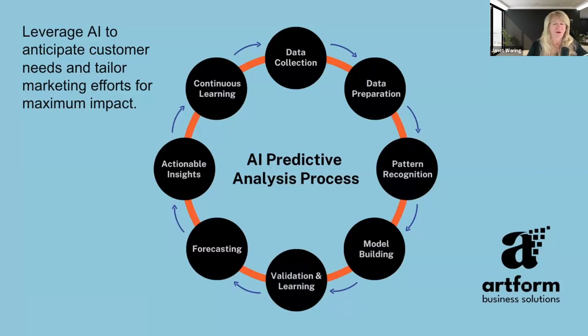And then we move into model building. AI uses the identified patterns to create predictive models. These models are essentially sets of rules and behaviors that the AI expects to see based on historical data. For instance, the model might predict that a consumer who has looked at several product pages on a website is likely to make a purchase soon.